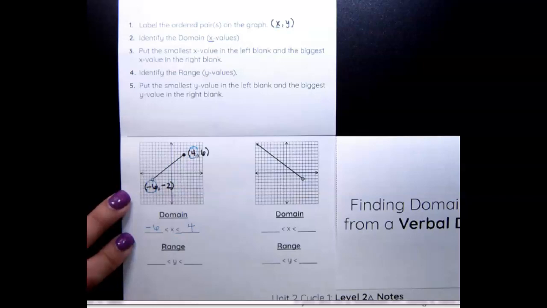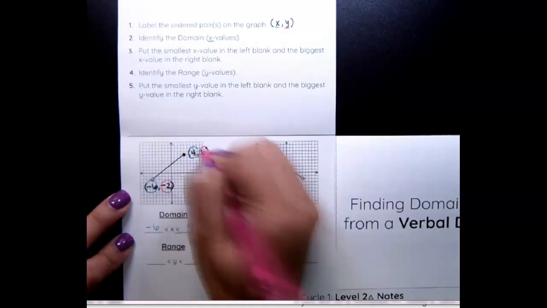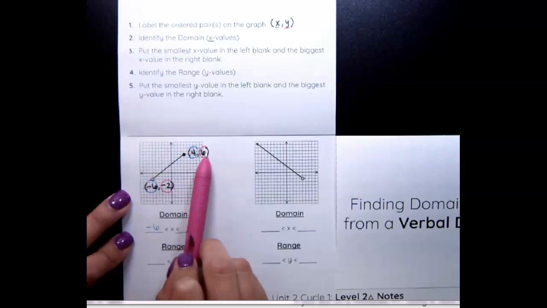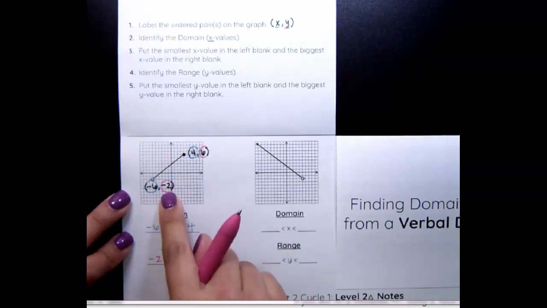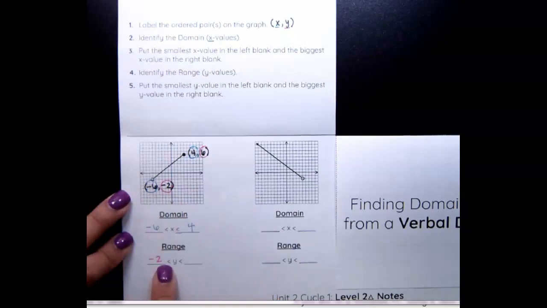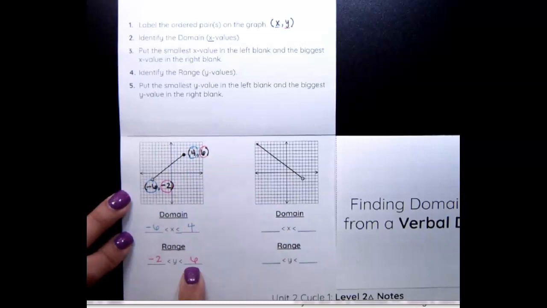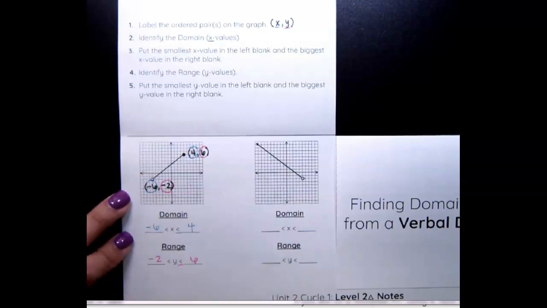Now for the range, it's the same process, except I'm looking at the y values. So y is on the right, so I'm going to circle the two things that are on the right-hand side inside my ordered pairs. I'm going to put the smaller one, right? I have to determine which one is smaller. -2 is smaller than 6. -2 has an open circle, so this inequality stays the same. 6 is my larger y value. 6 has a closed circle, so I add equal to. That's it. That is the domain and range for that graph.